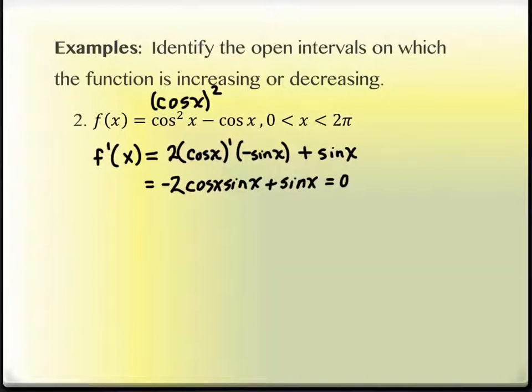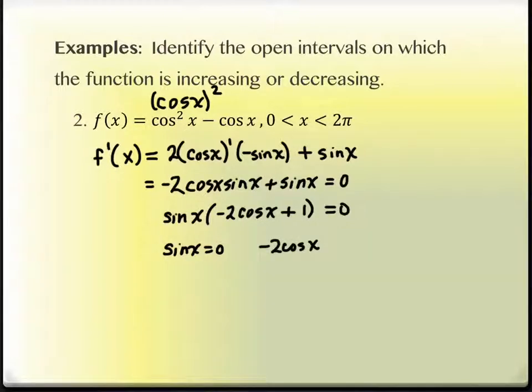In fact, both of the trig pieces that we have have a sine in them, right? So we're going to factor out sine of x. And if I do, that leaves me with negative 2 cosine of x plus 1. And then again, just like with polynomials, I take each factor and I set them equal to 0 to solve. So I have sine of x equals 0, and I have negative 2 cosine of x plus 1 equals 0.